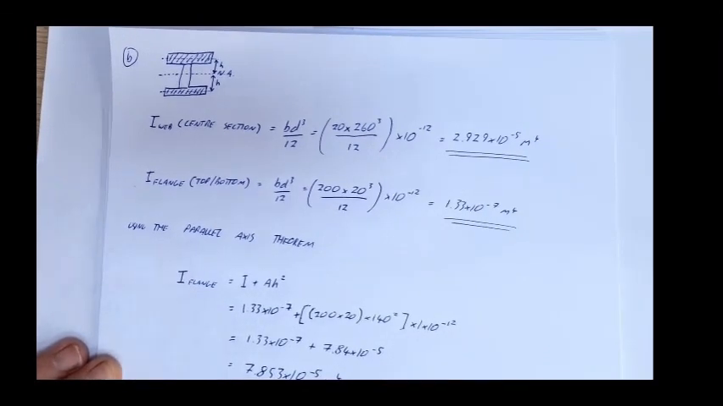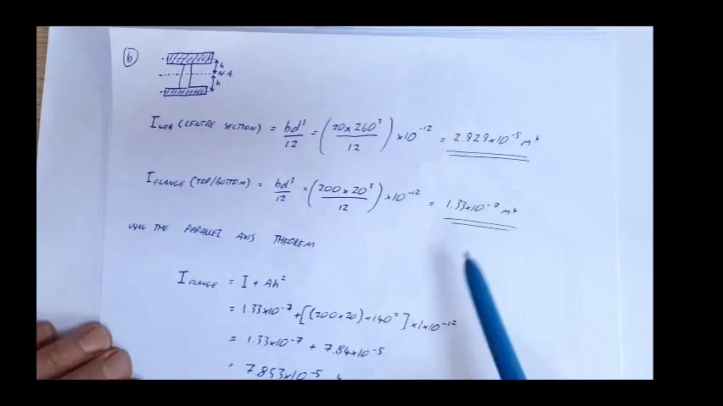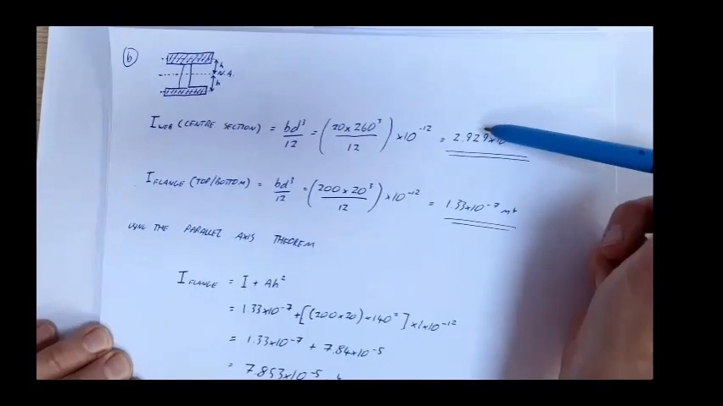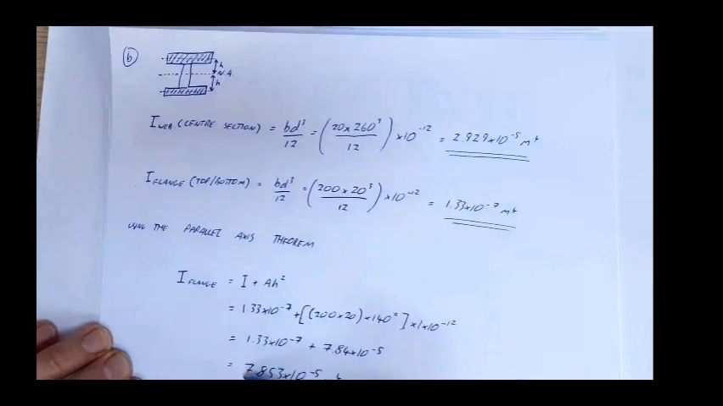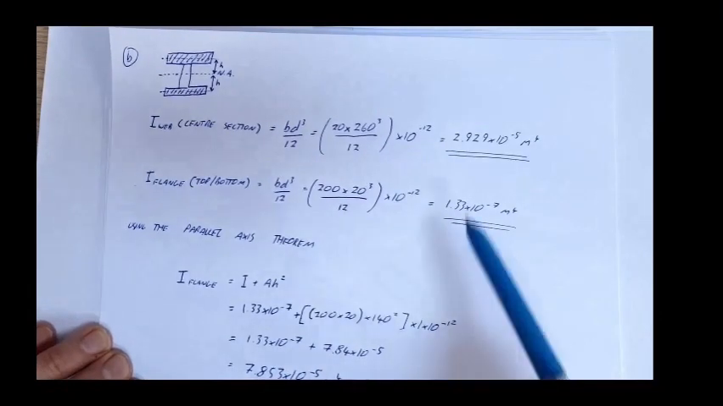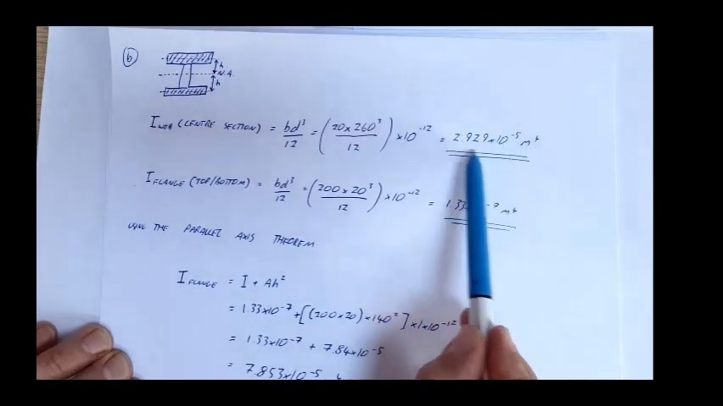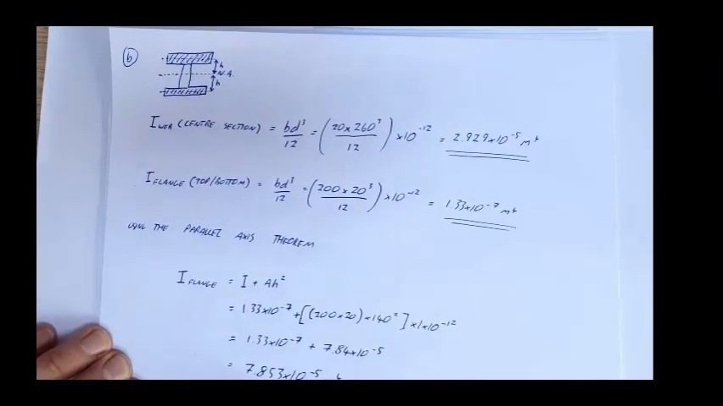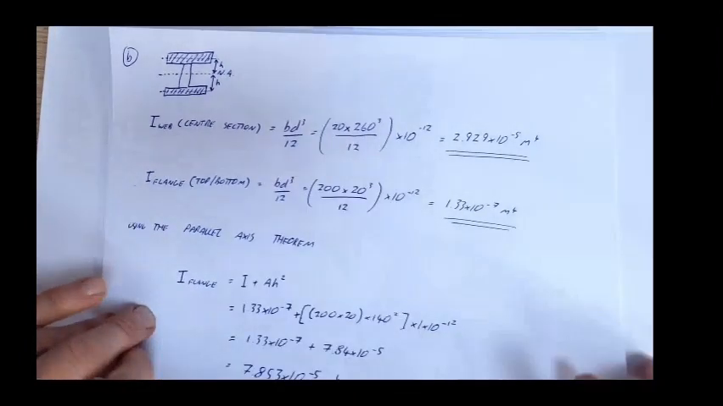Now that we've got those, we can calculate the overall shape second moment of area and compare that to part A. We're going to have to calculate one web and two flanges around the global neutral axis. So if we add this bit to two of these bits, we should get the same answer as in part A. So let's consider that.